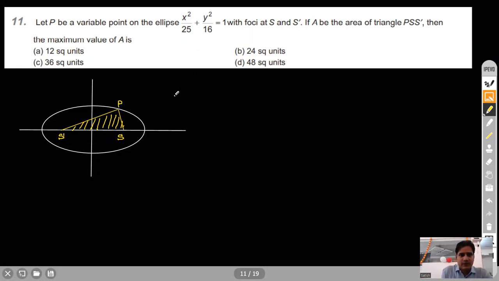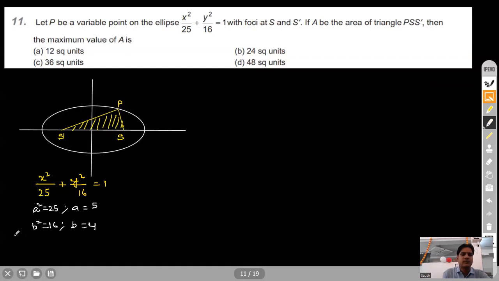So what is our ellipse? Our ellipse is x square upon 25 plus y square upon 16 equals 1, and P is any point. Normally, for assuming any point on the curve, we take the parametric form. Here, if you observe, a square is equal to 25, so a is 5, and b square is 16, so b is equal to 4.